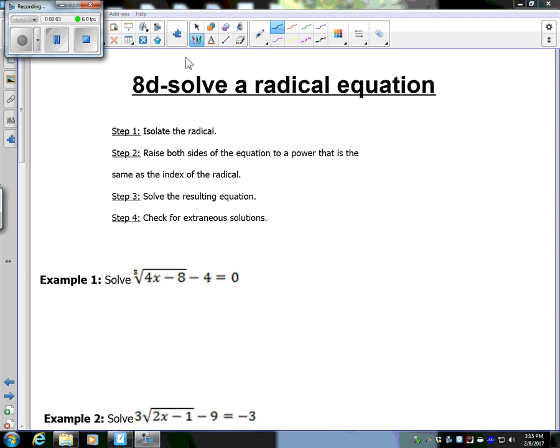8D is solving a radical equation. So you see the four steps here. These are four steps to follow for solving all radical equations. First is isolate the radical. So that's getting that radical all by itself.